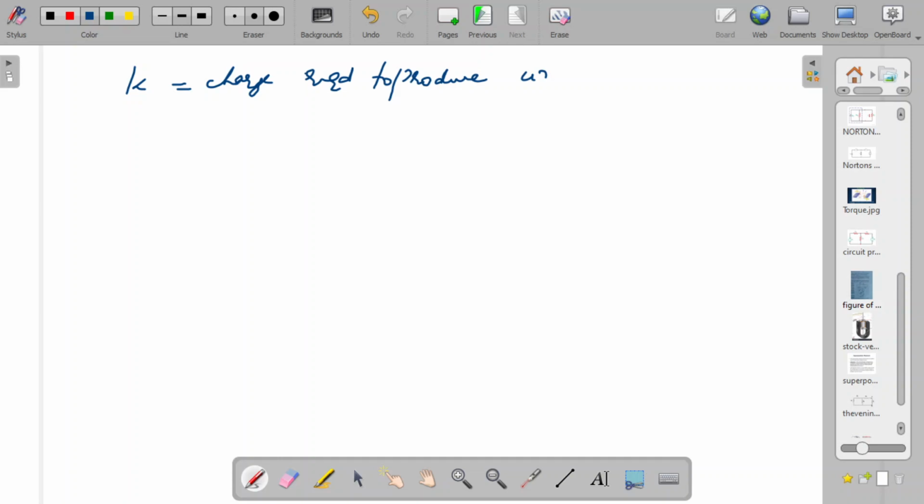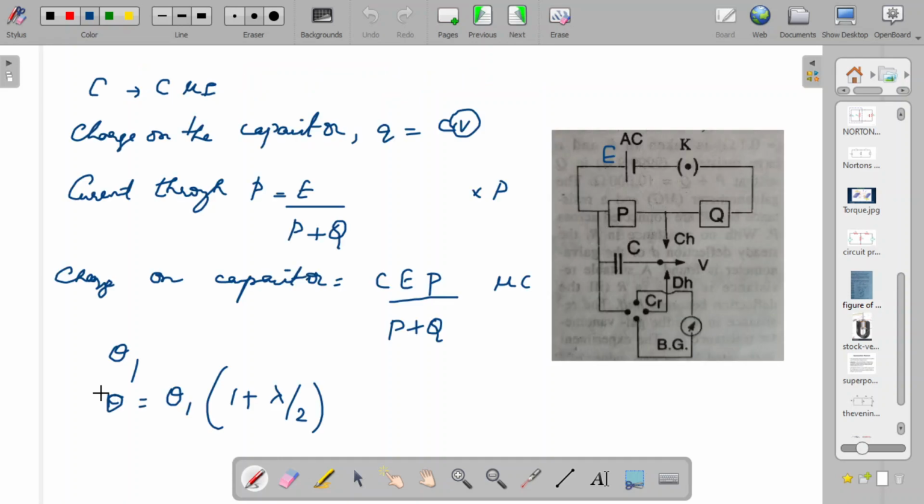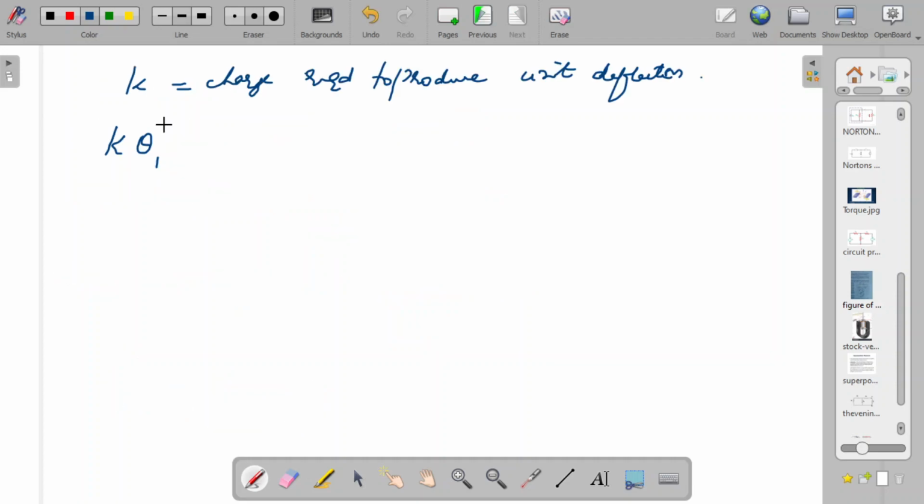So that means the total actual deflection is what? Actual deflection is this much, theta 1. And the K is what? The charge required to produce unit deflection. So the total charge here was what? K is the charge required to produce unit deflection. Actual deflection was actually theta 1. Okay, so that means this is the total charge there on the capacitor. Okay, theta 1 is the throw. Okay, and to make a unit deflection, K is the charge required.